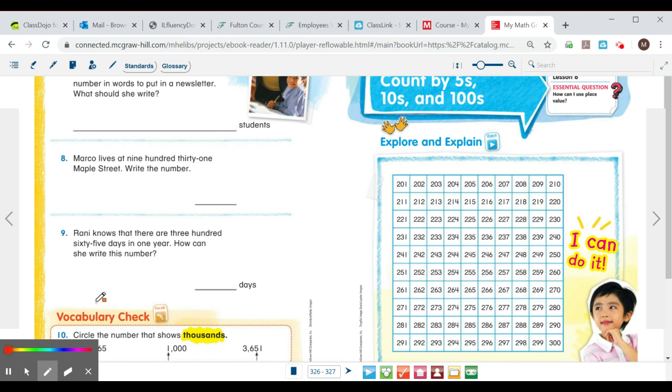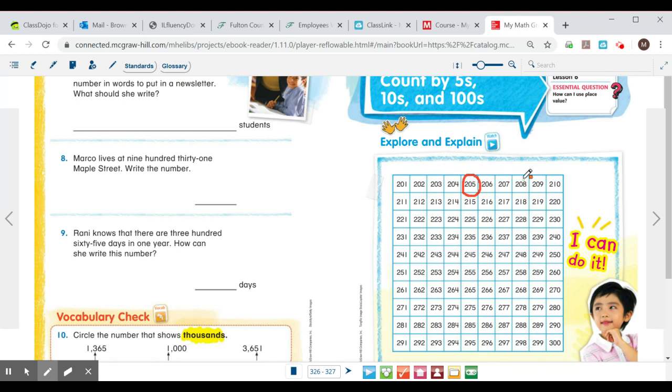Alright guys, today we're going to be skip counting by fives, tens, and hundreds. So we know that when we're counting by fives, tens, and hundreds, we can use something like what we have here, which is a number chart. When we're counting by fives, we're simply starting at one number and counting five more. For example, if I start at 205 on my number chart, I'm going to count five more.